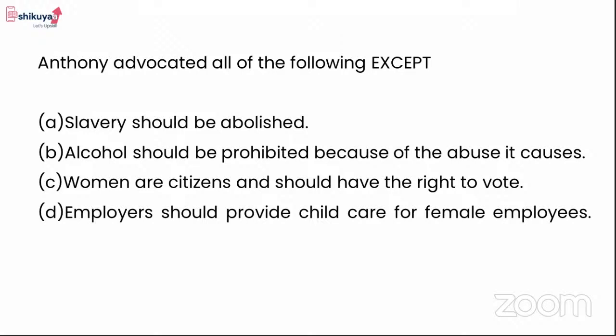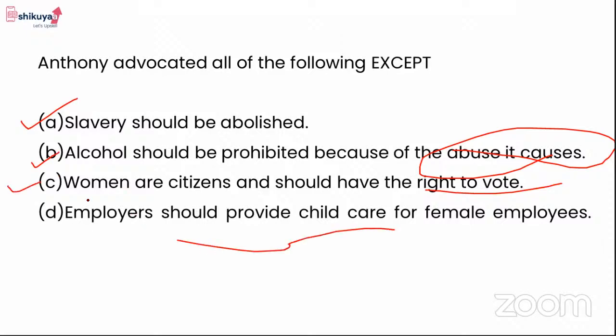What do you say? Anthony advocated all of the following except which? Except which is not there in the passage. First one is there. Obviously, A has been mentioned. Then the abuse caused by alcohol, that's there. Women are citizens and should have the right to vote, that has also been spoken in the passage. Employers should provide childcare. Is that so? This is not at all spoken. So which would be your answer? Except this. The fourth sentence, all other sentences are there in the passage. So D would be your answer.